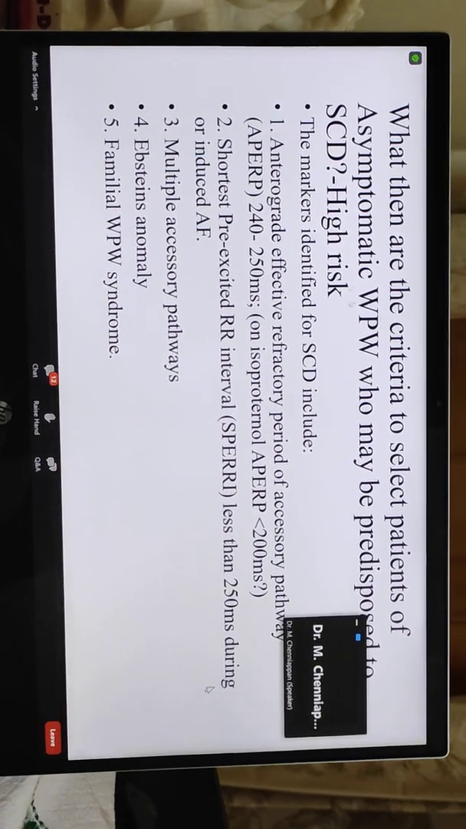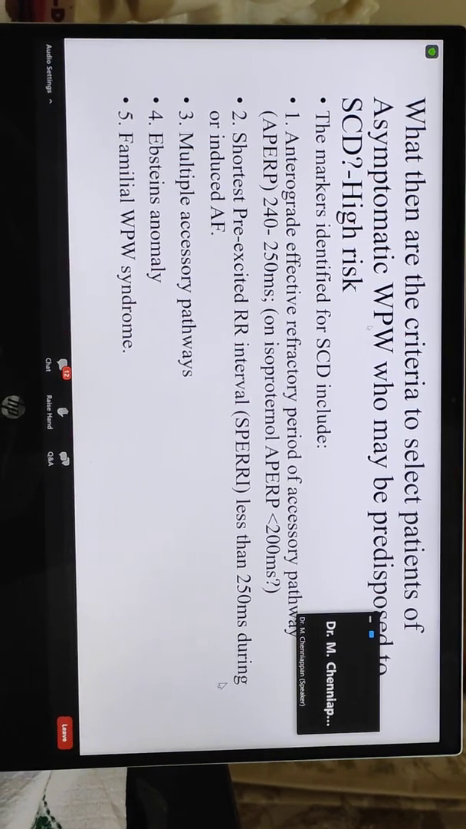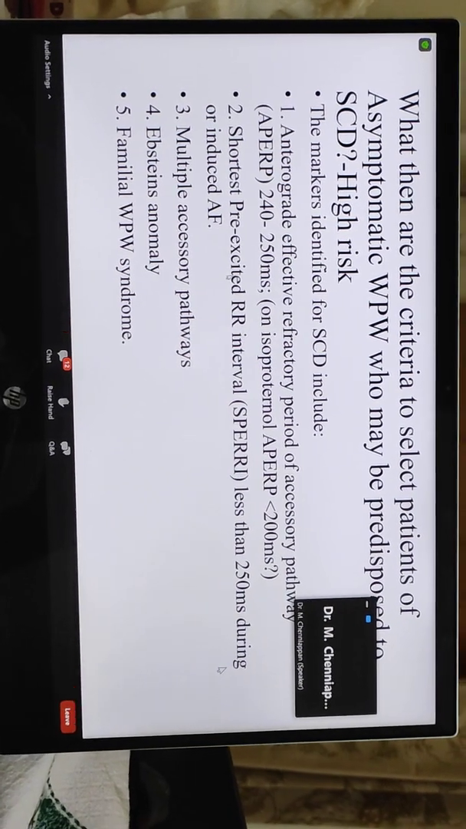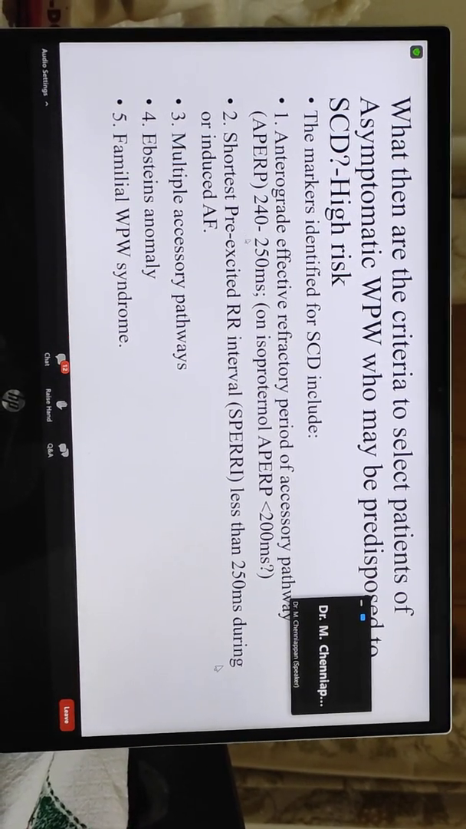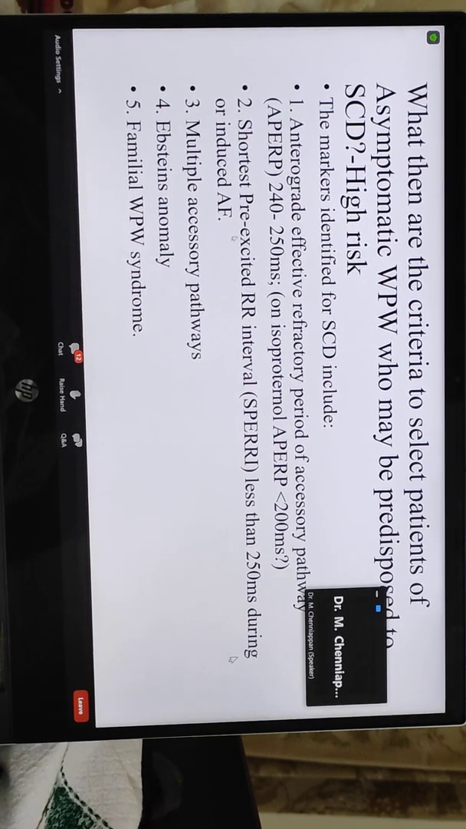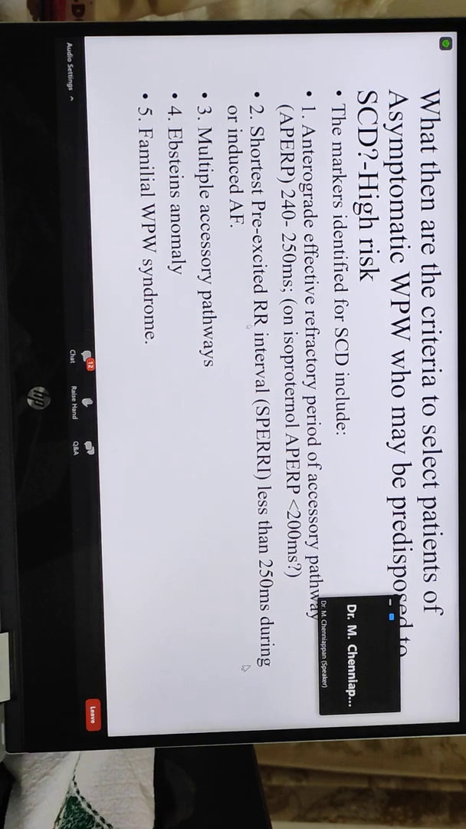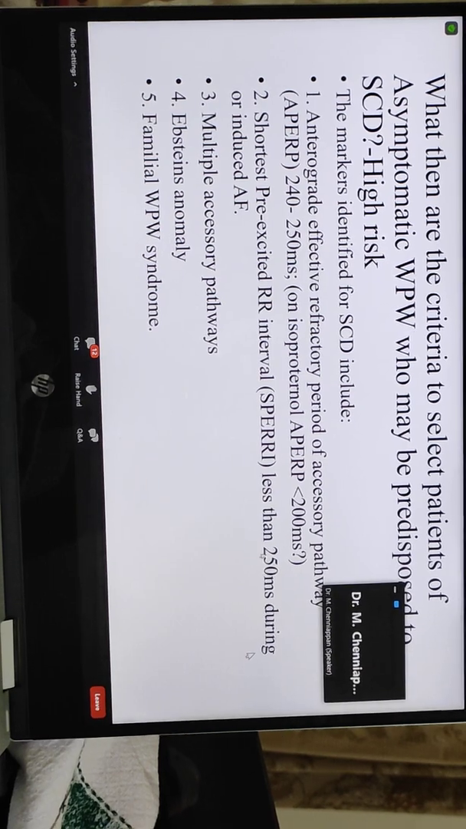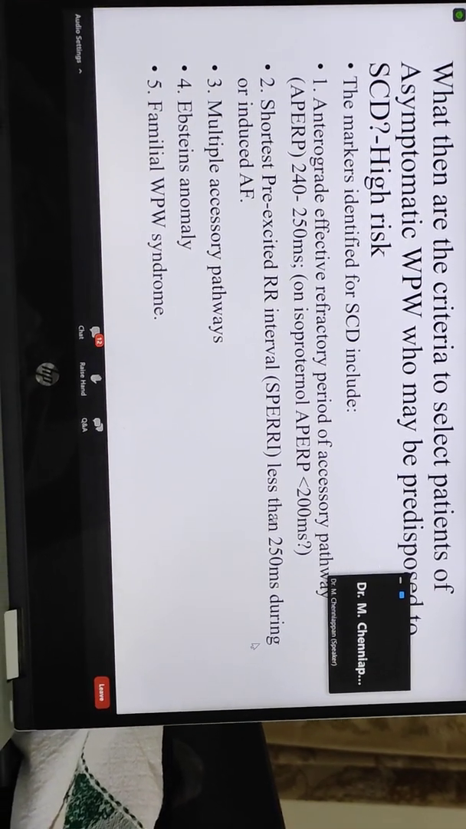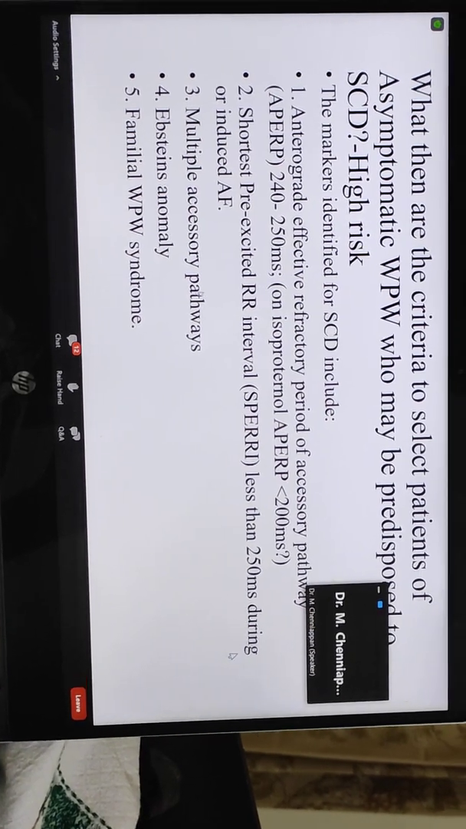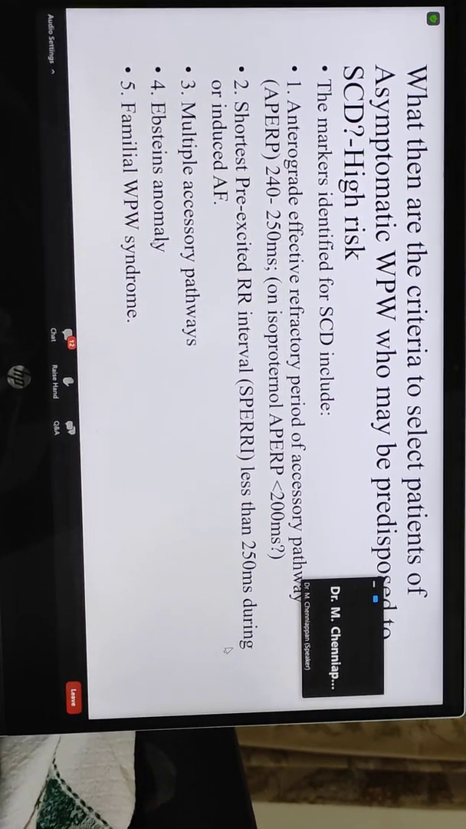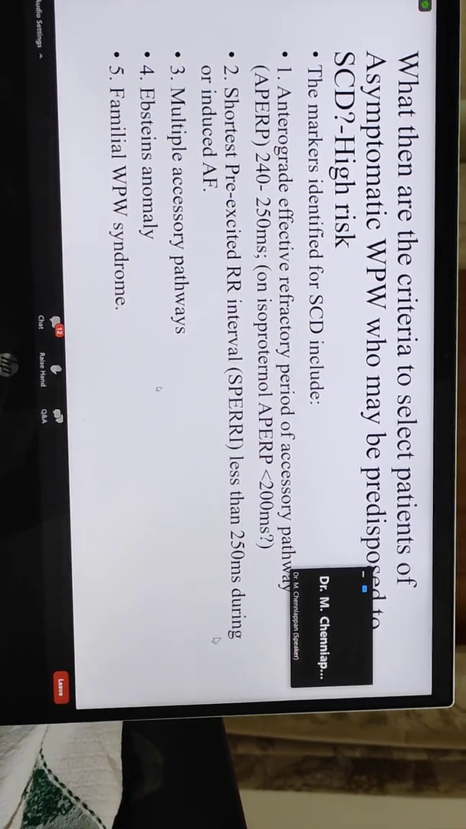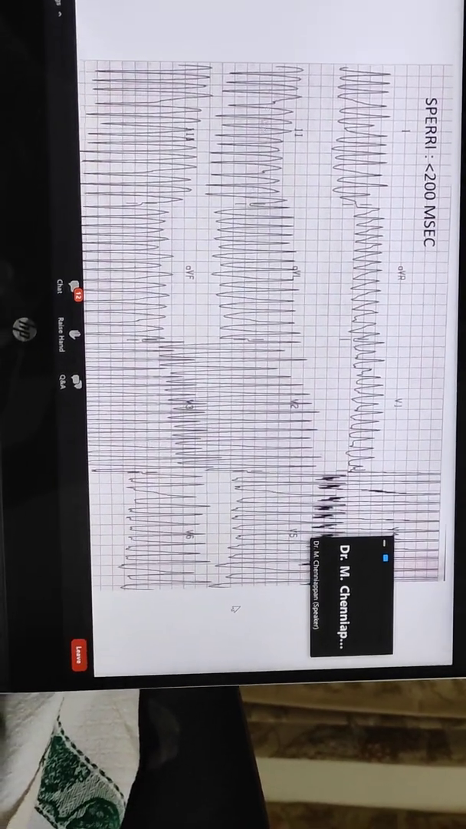So how can I predict whether an asymptomatic WPW patient is going to have sudden cardiac death? For that, we can do an EP study, where you initiate a tachycardia or atrial fibrillation, and if the RR interval in atrial fibrillation is very short, that means this accessory pathway has a very short refractory period, and it is a very dangerous accessory pathway in need of ablation. Multiple accessory pathways, Ebstein anomaly, and family history of sudden death in WPW syndrome are those patients who can have sudden death due to WPW syndrome. Look at this atrial fibrillation.